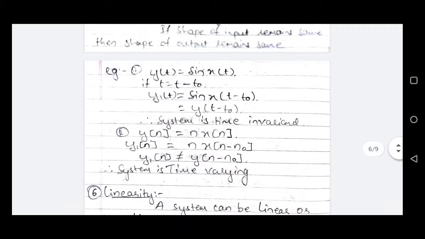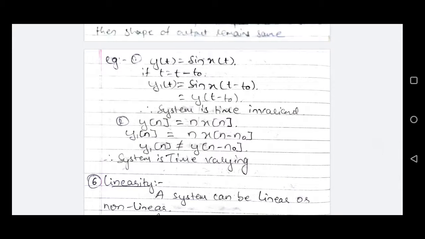Let us consider an example. y of t equals sine of x of t, where x of t is the input. Now to introduce time shifting, let us change t to t minus t naught in the input. Then the expression will be sine of x of t minus t naught, which is equal to y of t minus t naught. Therefore, the system is time invariant.